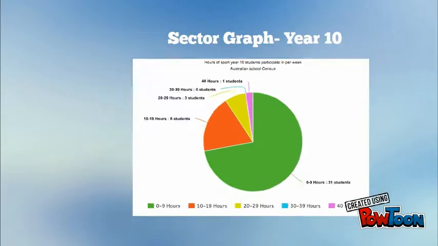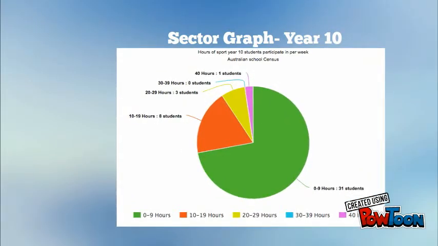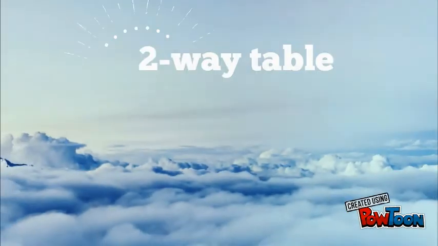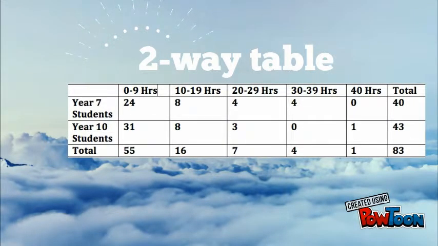The Year 10 sector graph shows an even greater amount of students participating in 0 to 9 hours of sport per week, with 31 students in that category. The two-way table compares Year 7 students to Year 10 students and shows the number of students whose answers were used in this statistical investigation. As you can see, there are 40 Year 7 students and 43 Year 10 students.